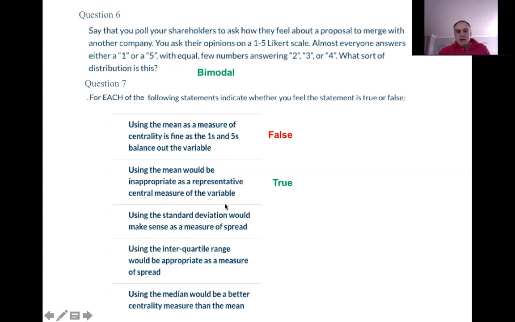It's inappropriate because it's giving you a figure that doesn't reflect either. Using the standard deviation would make sense? No. Using an interquartile range? No. Using a median would be better? No. So for this particular question, those were the answers we were looking for.